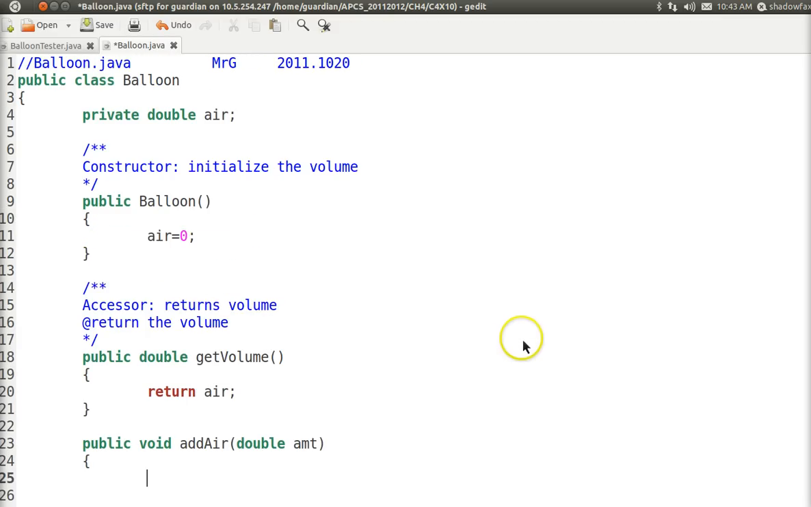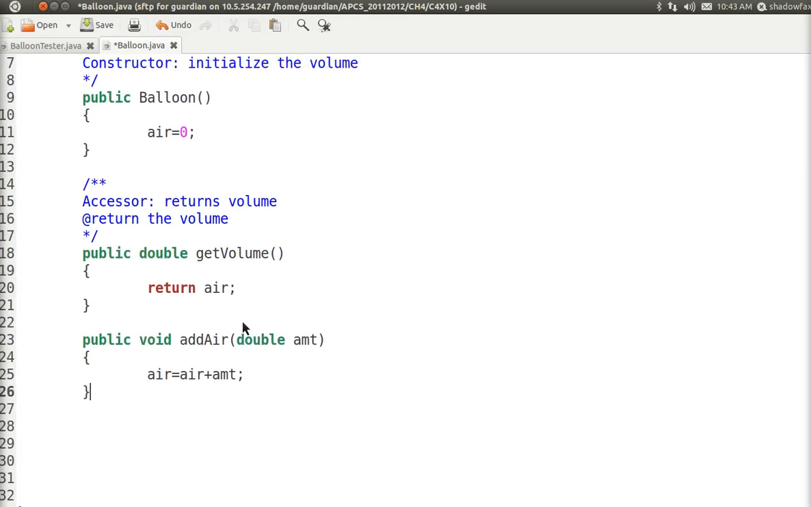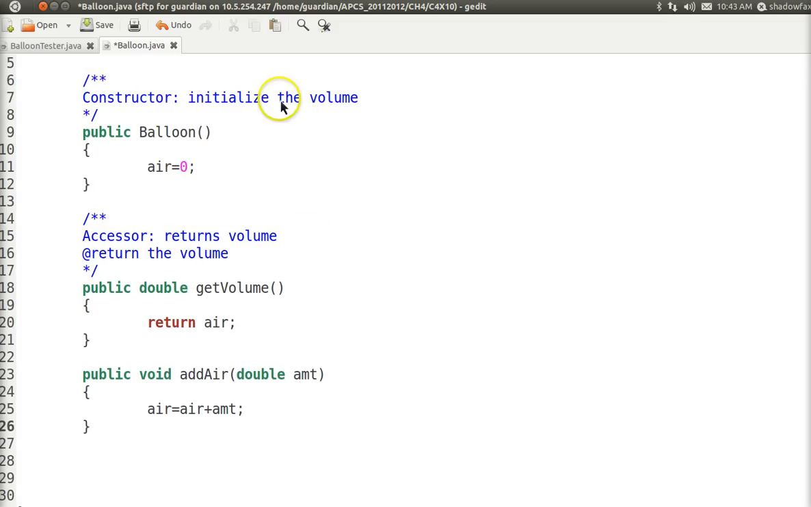Well, don't forget that you have a naughty bit that the mutator is going to modify, right? Air equals air plus the amount, right? Whatever it is from main. Okay, and that's it. It's done. Save it. And test it. All right, so all we did was this, right?